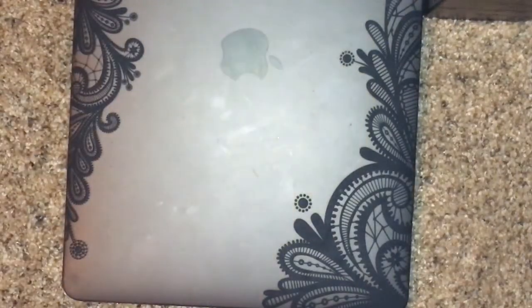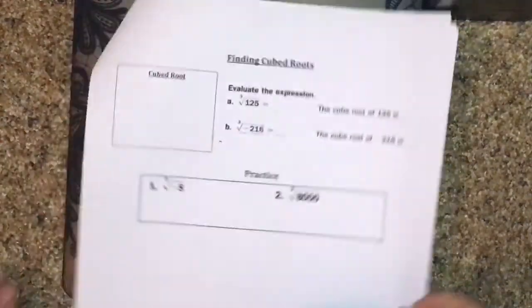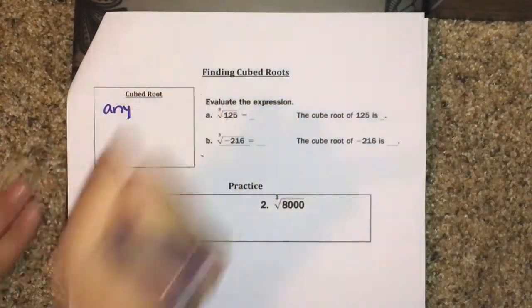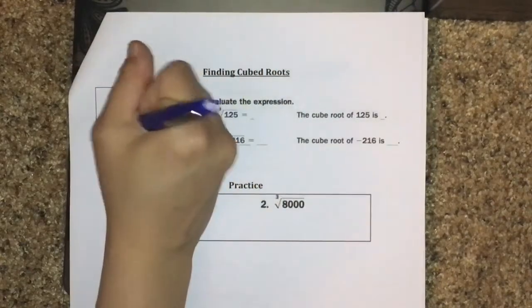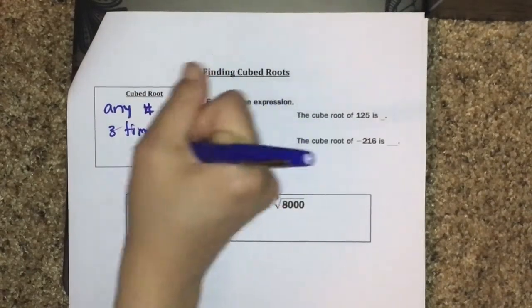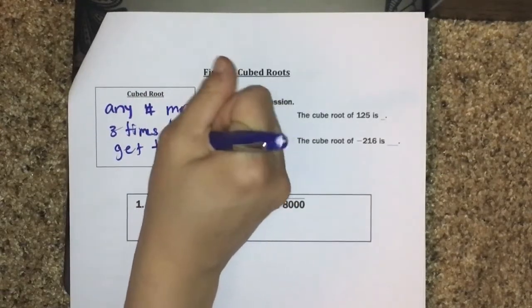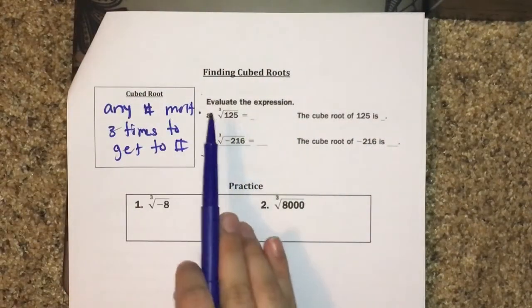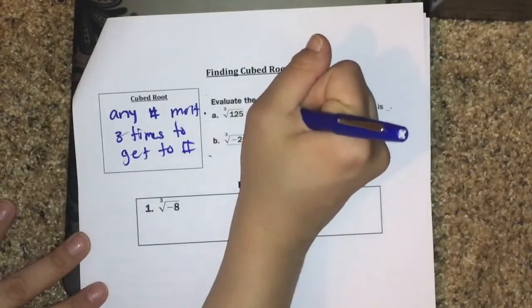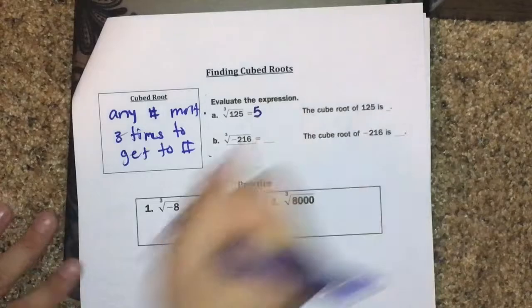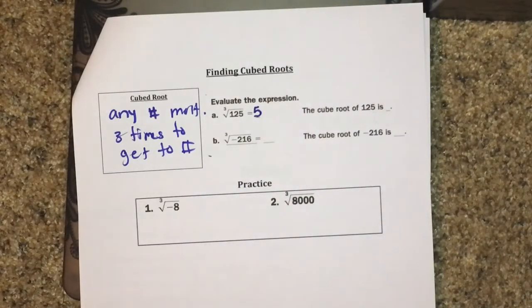Last thing we are going to cover here is finding cubed roots. Cubed roots, any number multiplied 3 times to get to the number in the cubed root. A cubed root will always have a little 3 in here. The cubed root of 125, well, what 3 numbers multiply to 125? It has to be the same number. 5 times 5 times 5. 5 times 5 is 25. 25 times 5 is 125. That is where we are going to end today.